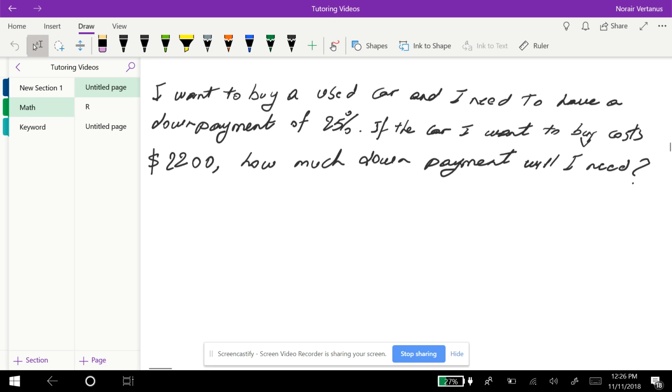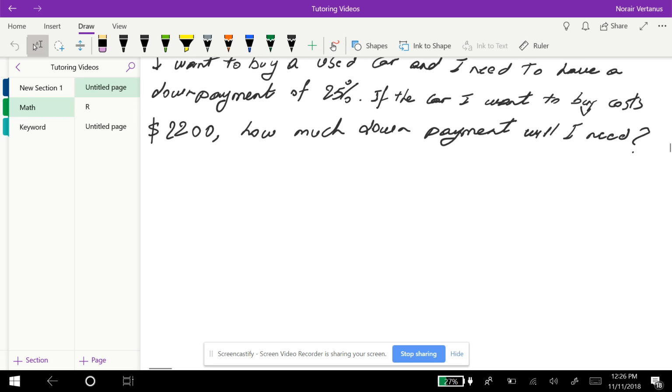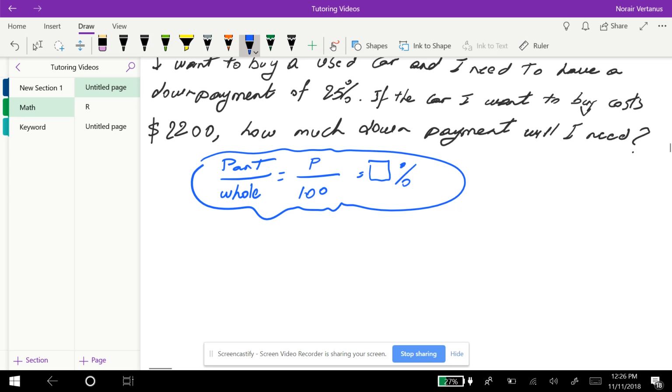So I'll do this problem using the part-to-whole method. Part to whole is equal to percentage, something over 100, percent P over 100, which is the percentage, something like this, right? So now we already have the 25%. That's equal to 25 over 100.